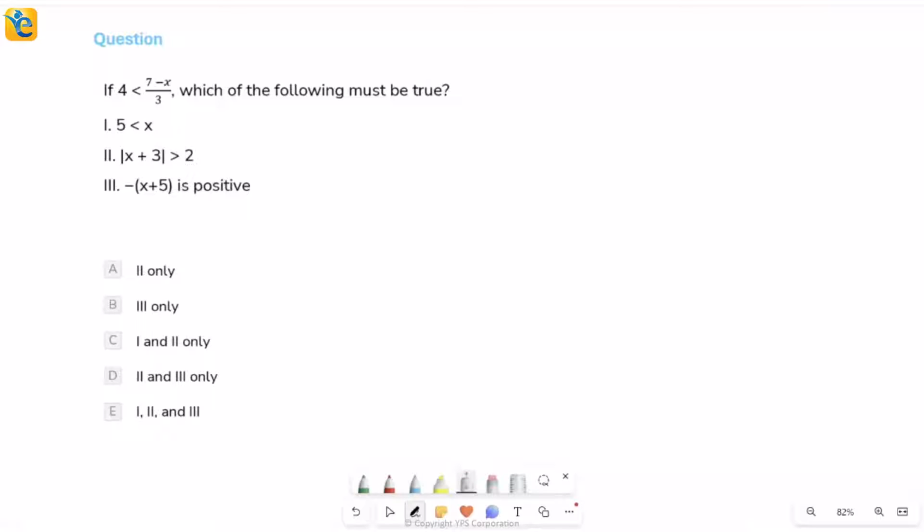Here's a PS question on inequalities. Now this is interesting. You first have a certain inequality given to you. Then you have to evaluate some statements for whichever ones must be true. Then you will come and mark the answer here once you find out which ones must be true. So I will come to the choices later on.